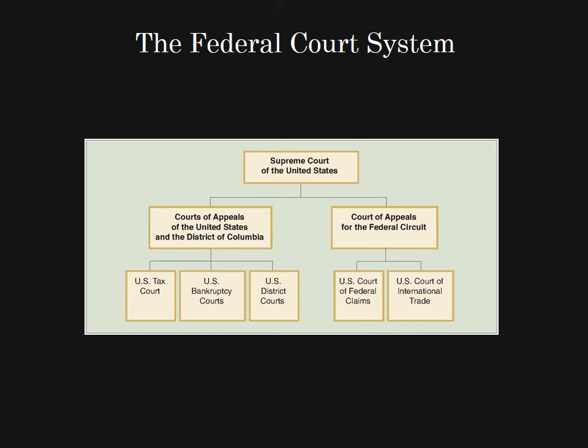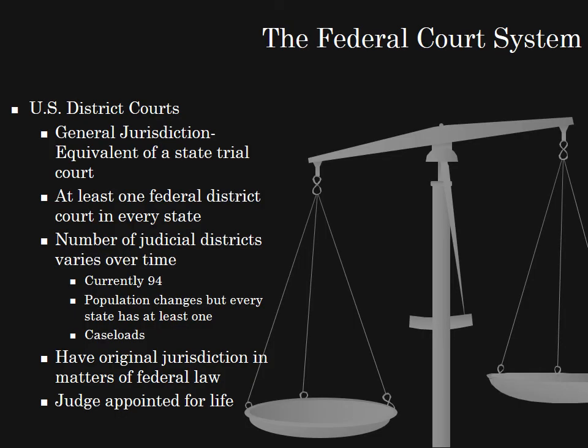You've got 12 Courts of Appeals, and then you also have one that's the 13th, but it's not called the 13th. It's the Court of Appeals for the Federal Circuit, and they deal with specific subject matter, no matter what district courts it comes from. And then you have tax court, bankruptcy court, district courts underneath. Those are the trial courts, and the trial courts for the Federal Circuit, Court of Federal Claims, and Court of International Trade. So first let's talk about the district courts.